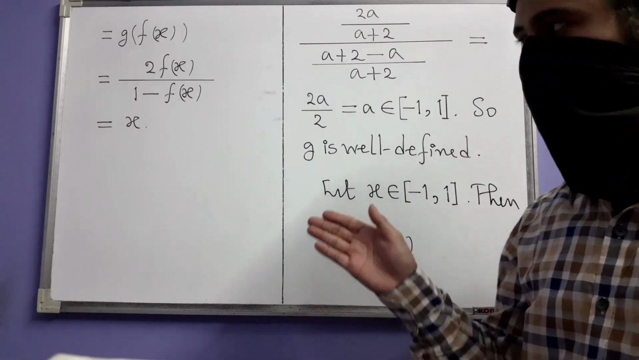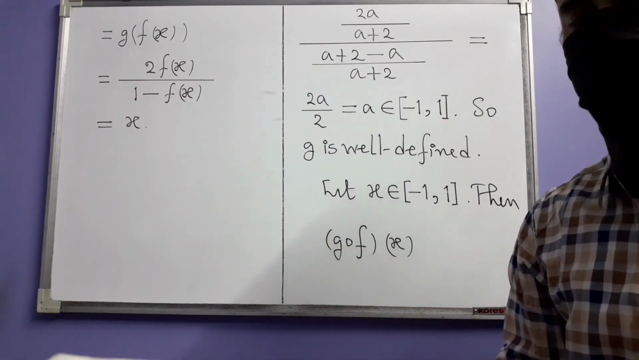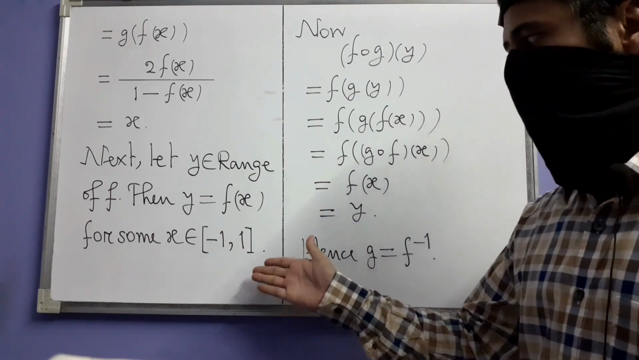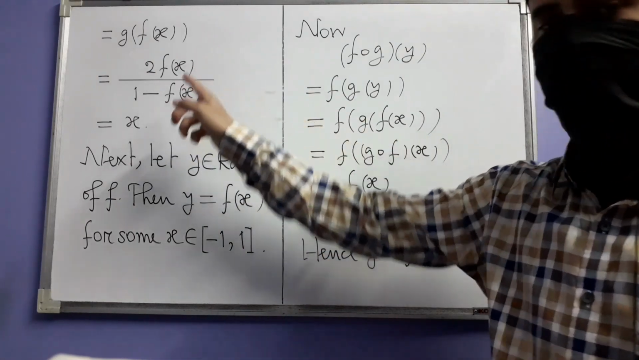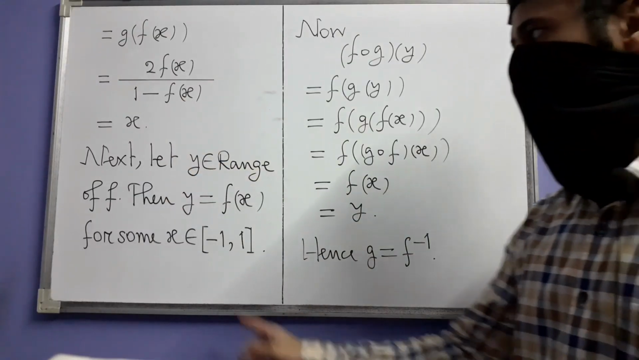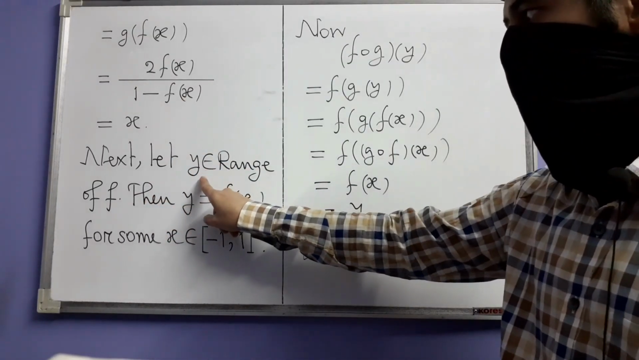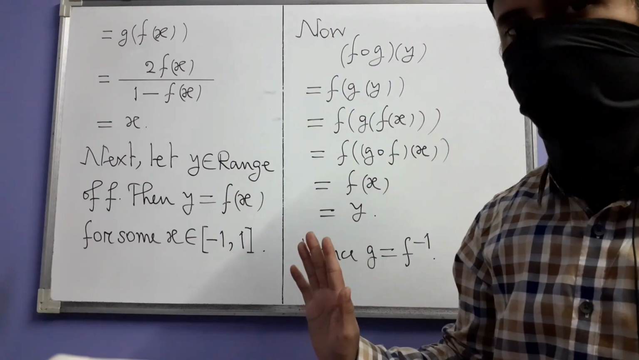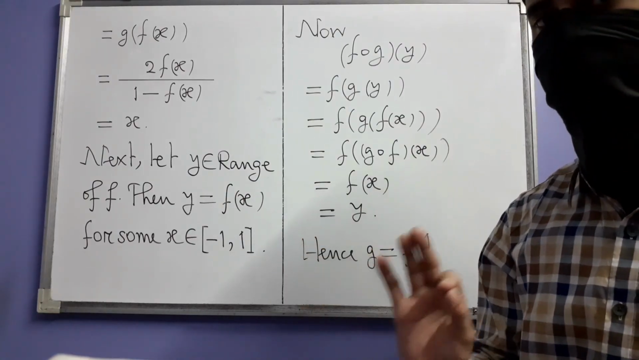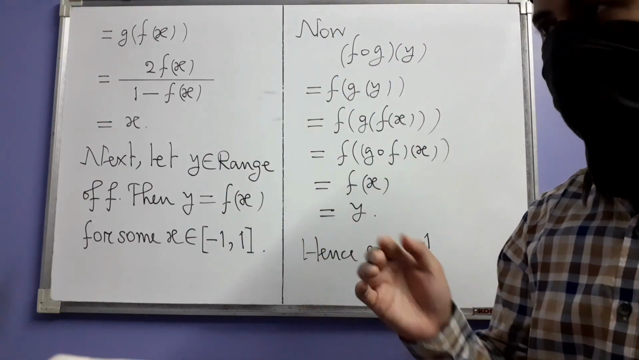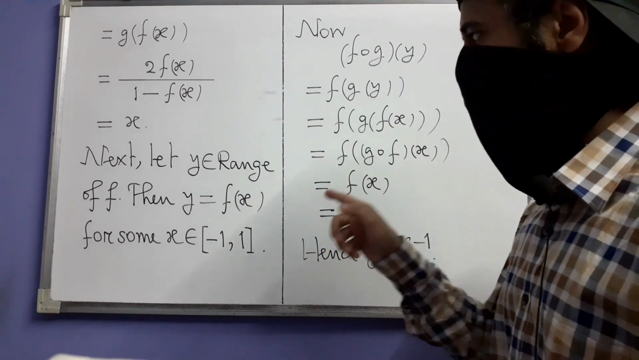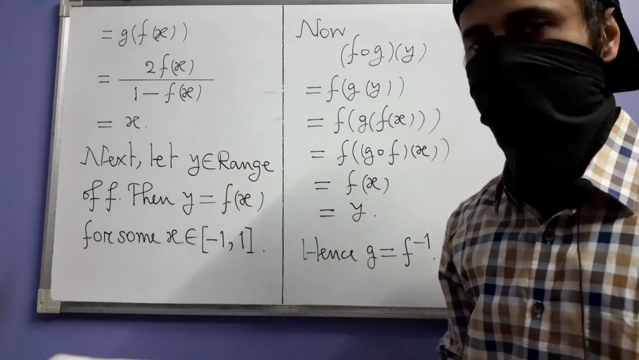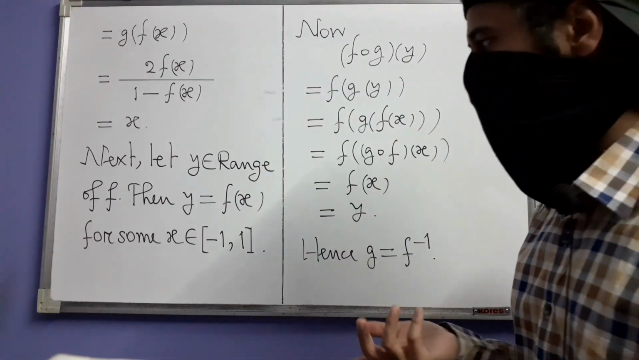Next we have to calculate f composition g. So this next part is also very nice. We can still use this same fact here also. Let's see how. This time we take any point y in the range of f, because we are going to calculate f composition g. So we have to first apply g. So on y we are going to apply g. So we have to take y from the range of f because that is the domain of g.